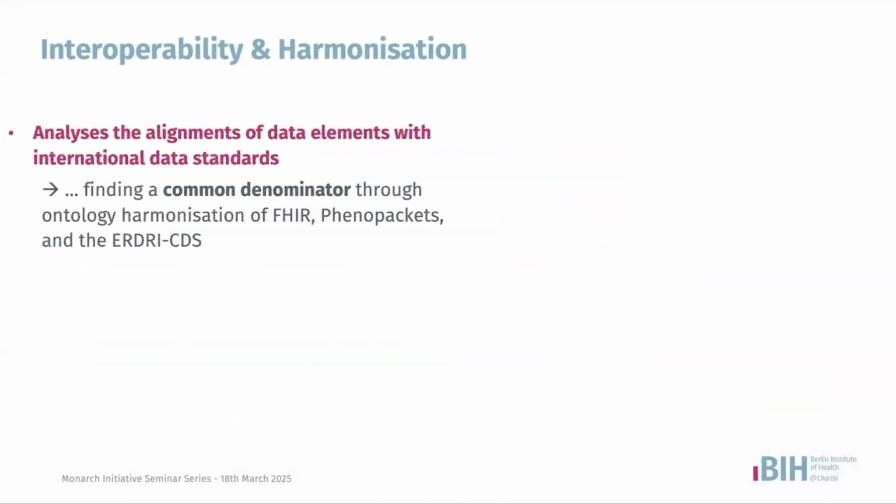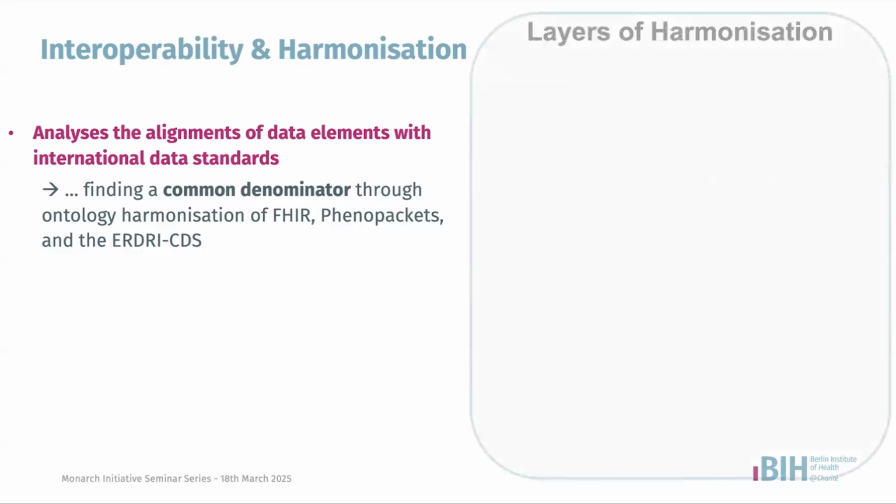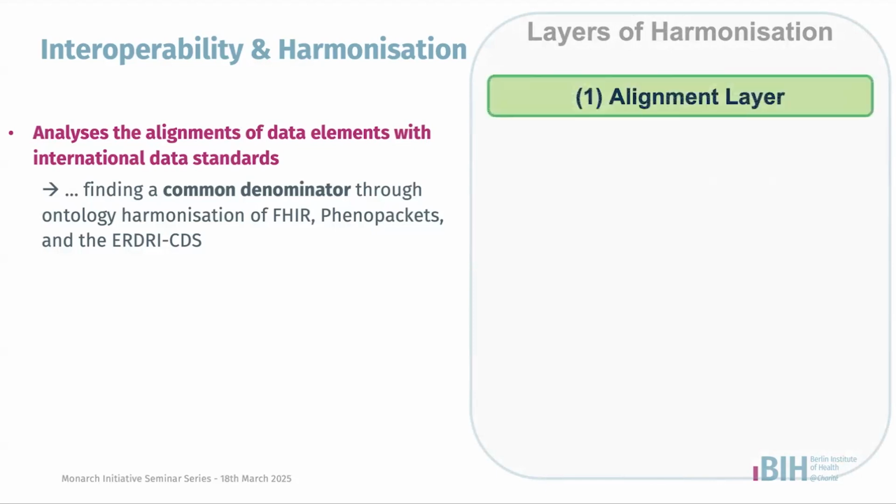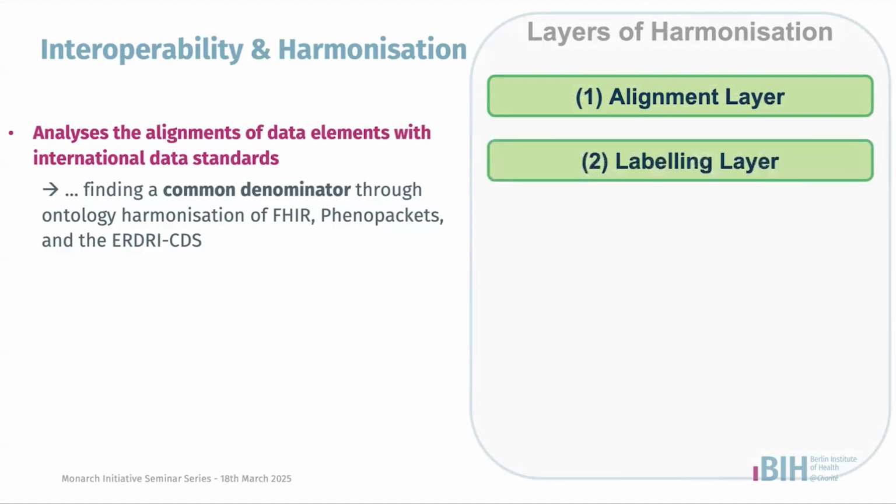In interoperability and harmonization, we analyzed the alignment of data elements with these international data standards. The difficulty was that with our approach we had to find a common denominator through ontology harmonization of FHIR, Phenopackets, and this registry common data set. Upon development, we identified specific layers for each element, each concept, layers of harmonization. The first layer is the alignment layer: whether the element itself is aligned and mapped to these international data standards.